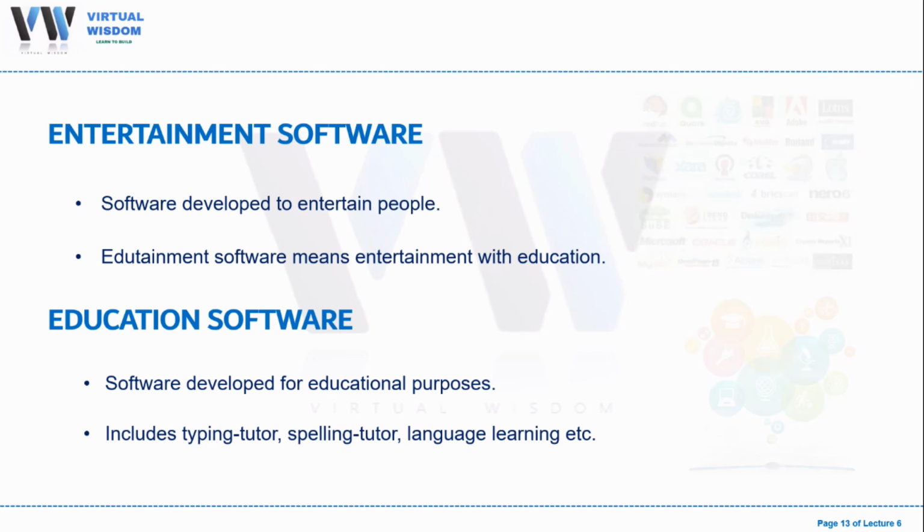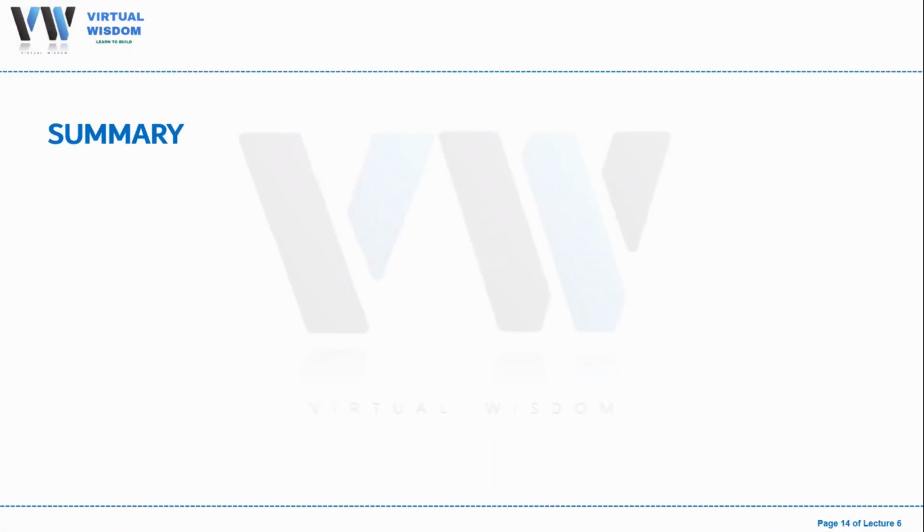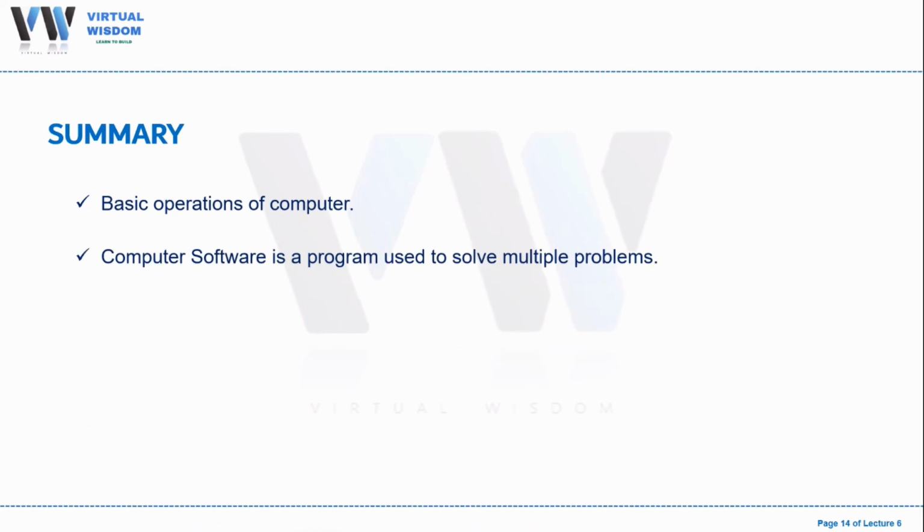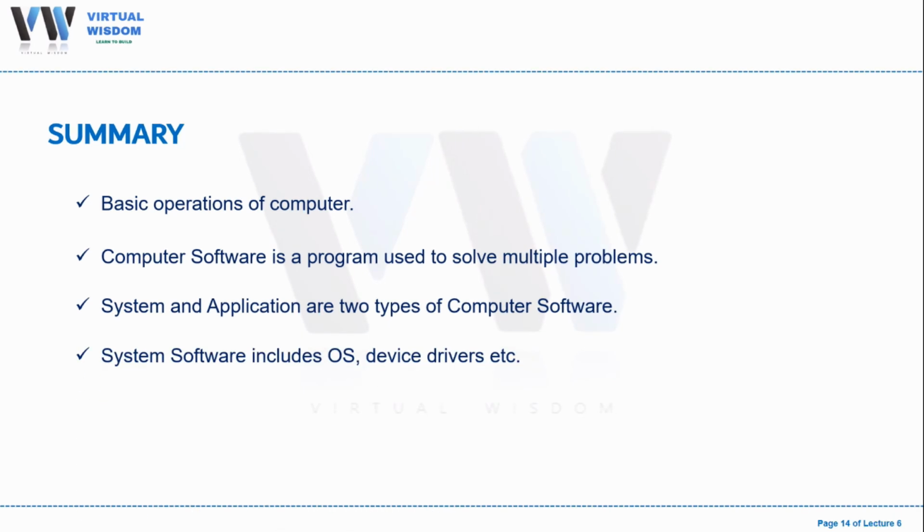Alright. The topics we discussed today are basic operations of a computer, that are input, processing, storage and output operations. A computer software is a program used to solve multiple problems. System and application softwares are two types of computer software. System softwares include OS, device drivers, etc. Application software include productivity, business software, etc.